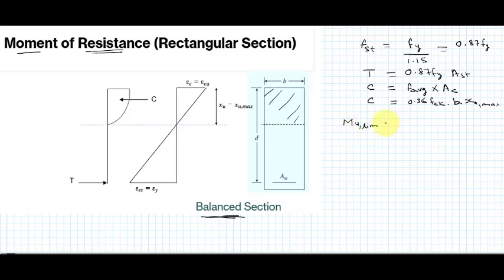Now what will be Mu lim? It can be either C into lever arm. The distance between C and T is the lever arm. Let us say that this is Z, so this distance is Z, which is the lever arm. Mu lim can be C into Z or it can be T into Z. Let us take the compressive force into account and compute some standard formulas for different grades of steel.